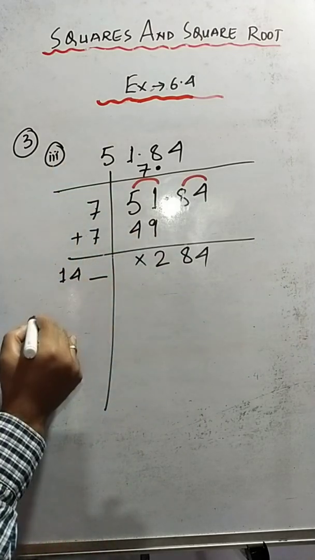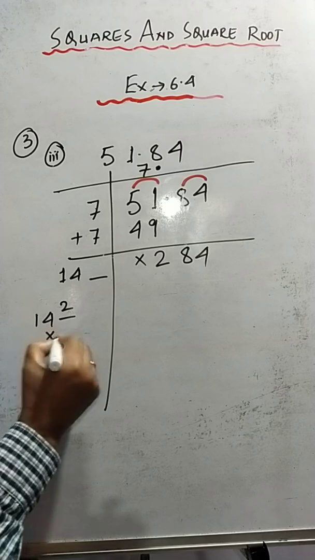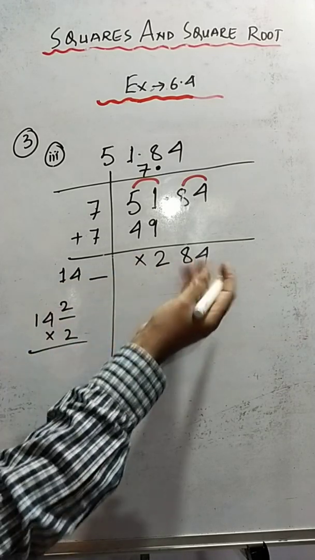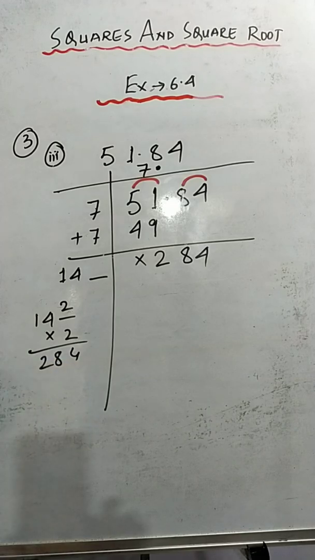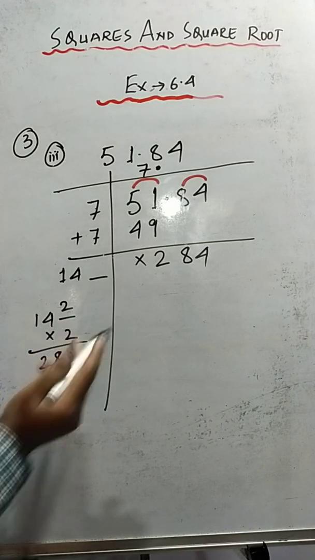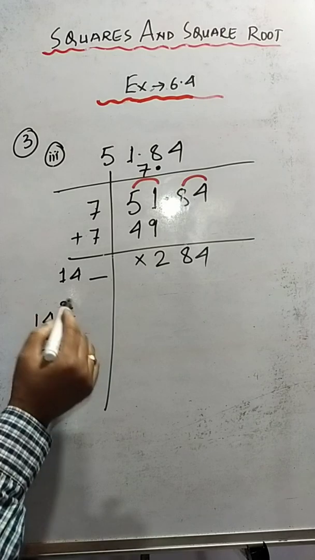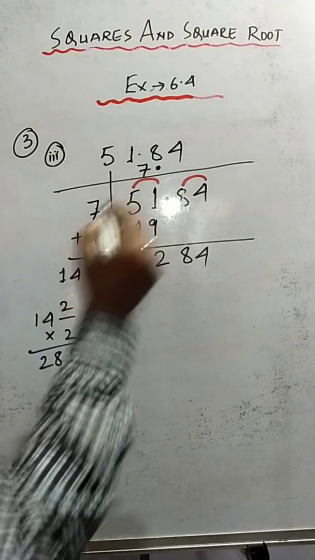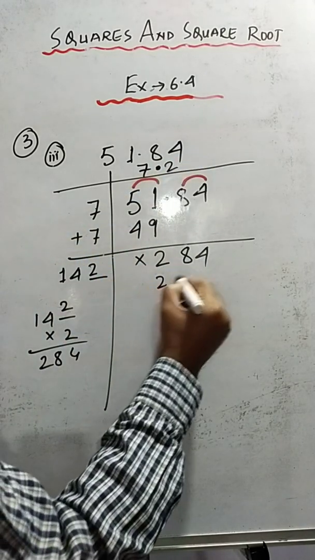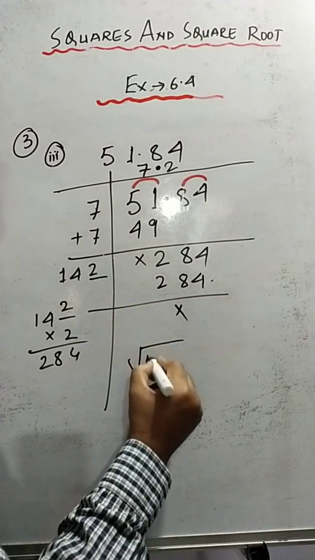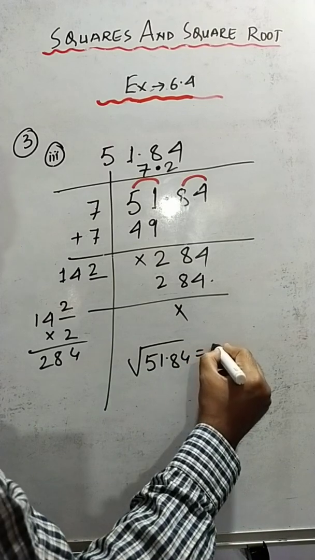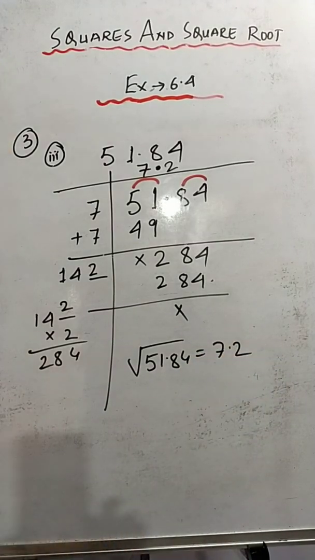So we'll first see whether 2 can satisfy our query or not. So 2 2s are 4, 2 4s are 8. See, when we put 2 and multiply it with 2, we are getting this number. So our right choice is what? 2. So put 2 here also, and then 284, like this. Fine. So the square root of 51.84 would be 7.2. As simple as this.